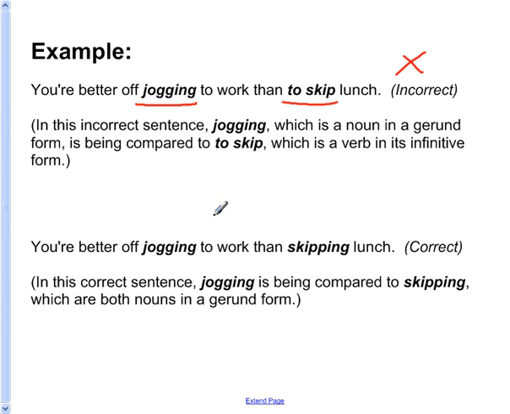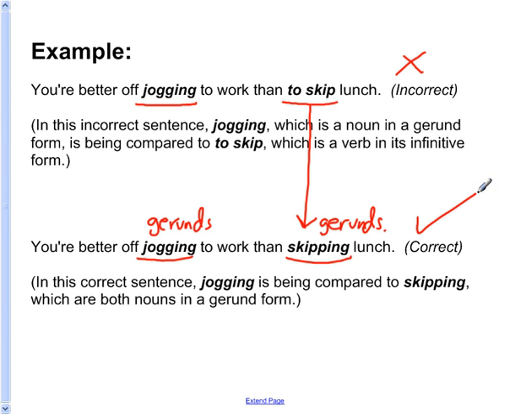Okay, so let's make sure that these two items that are being compared match in grammatical structure. You're better off jogging to work than skipping lunch. So instead of to skip, we've changed it to skipping. So now both are gerunds. They are both nouns. They're both activities. So the items being compared are in parallel. They both match in terms of grammatical structure.